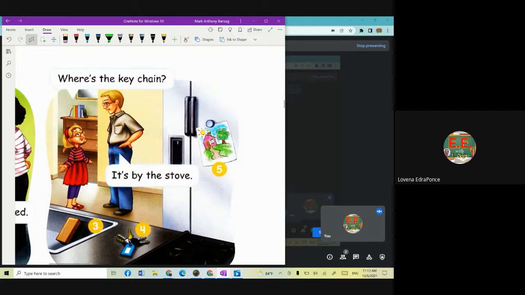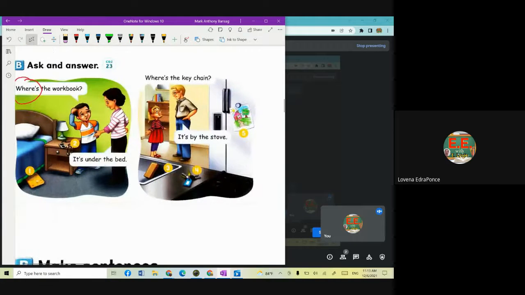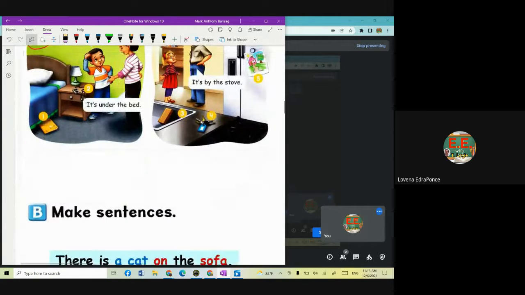Number four, where's the keychain? It's by the stove. And number five, where's the picture? It's on the refrigerator. So that's how to ask and answer.